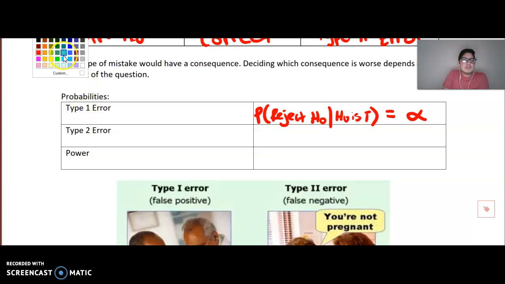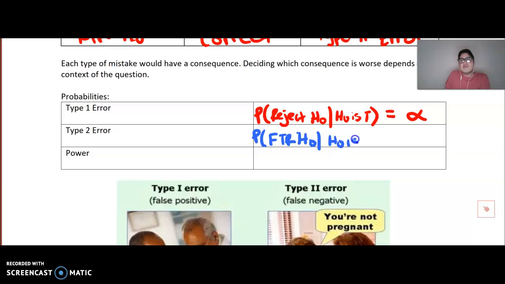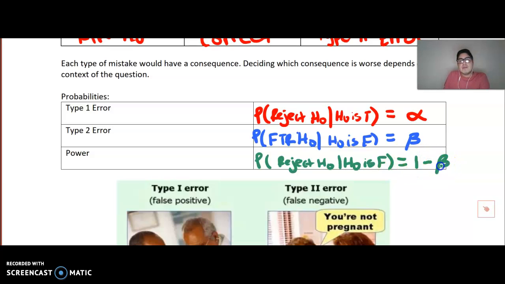Now, suppose in the opposite case, what if we fail to reject it? So we fail to reject the null. However, the null is false. We're actually keeping the lie. This is our type 2. This is what we call a beta. And then the last one is the power. In the power, we reject the null, and the null is false. So we're rejecting the lies. The way we find this is 1 minus the probability of a type 2 error, so 1 minus beta.